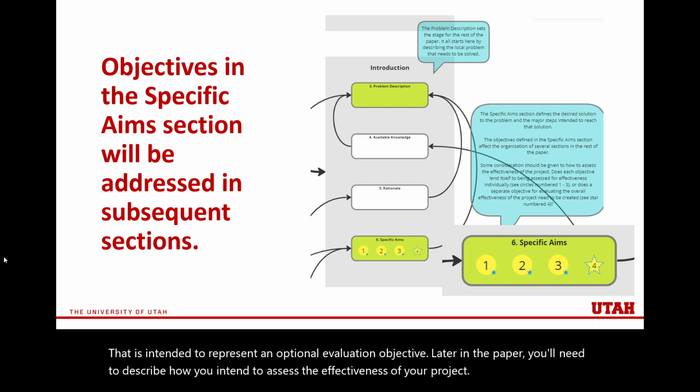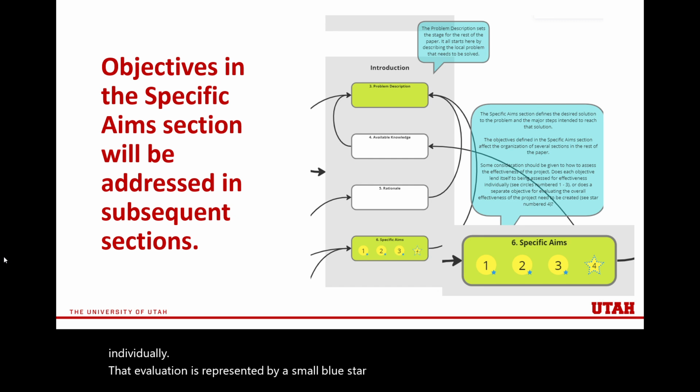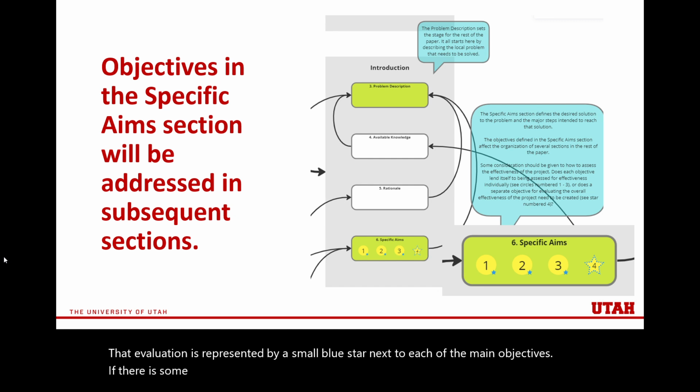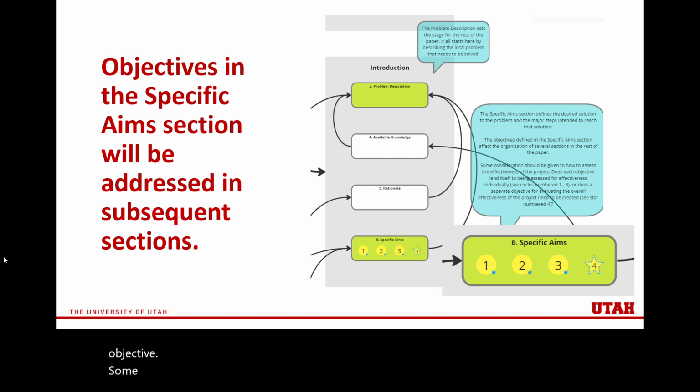In many projects, the evaluation of effectiveness can be performed for each objective individually. That evaluation is represented by a small blue star next to each of the main objectives. If there is some aspect of evaluating your project that wouldn't be adequately covered by evaluating each objective separately, you may opt to create a separate evaluation objective. Some projects may have separate evaluation objectives and some may not.